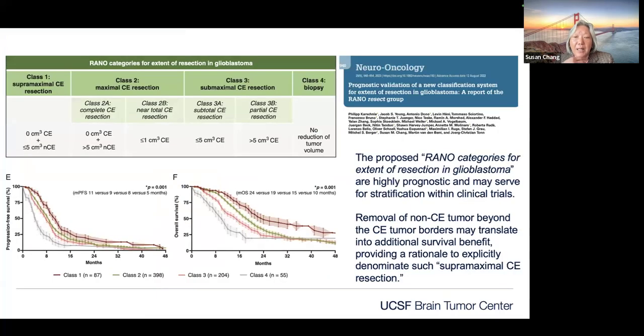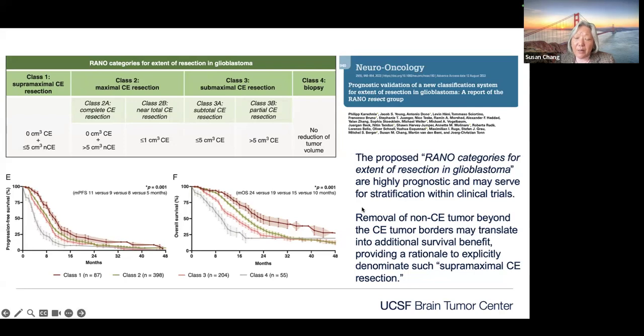And so when we think about patients being enrolled into clinical trials, because this has such a great effect on the prognosis, it's very important that we think about stratification for whether patients have had a maximal contrast enhancement resection, which is class 1, versus the other classes, because this has such an impact on survival.